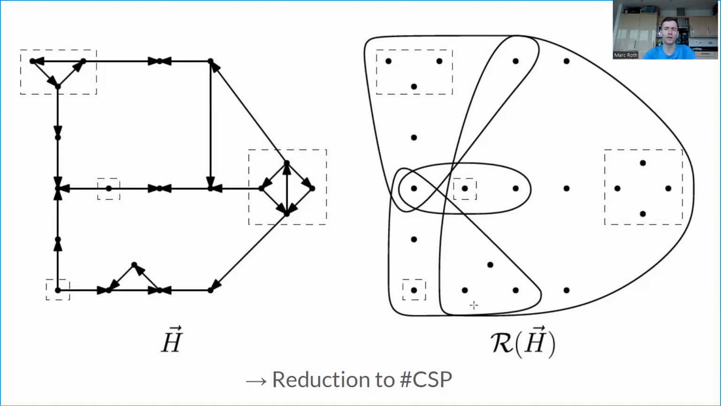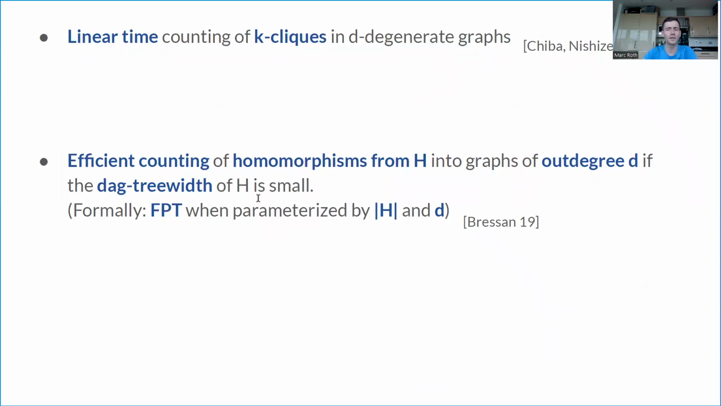The only thing you should keep in mind is that in counting in the #CSP problem, this problem depends solely on the hypergraph of the instances. Okay, so let's collect that. I quickly want to recall those two results here: the linear time algorithm for counting k-cliques in degenerate graphs and the DAG tree-width-based algorithm.